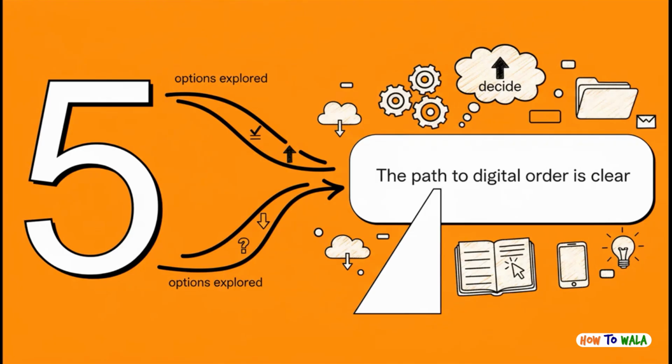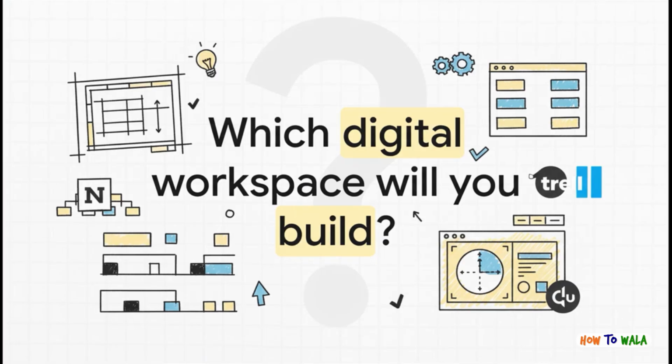So we've explored the options. We've weighed the pros and cons. The path to digital order is finally clear. The only thing left to do now is decide. So what's it going to be? Will you be an architect with Notion, a visualizer with Trello, or a commander with ClickUp? The right tool's out there, just waiting for you to get organized and do your best work.